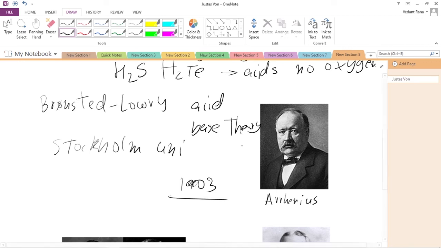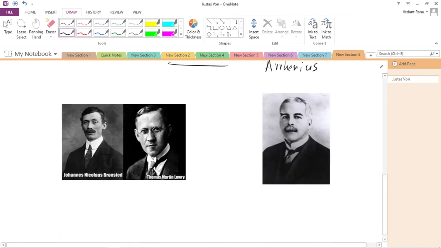After this comes the Bronsted-Lowry acid-base theory. I'll show you what the scientists look like. So this was Johannes Bronsted and Thomas Martin Lowry. This is Gilbert Lewis, by the way. He also proposed an acid-base theory. Gilbert Lewis.